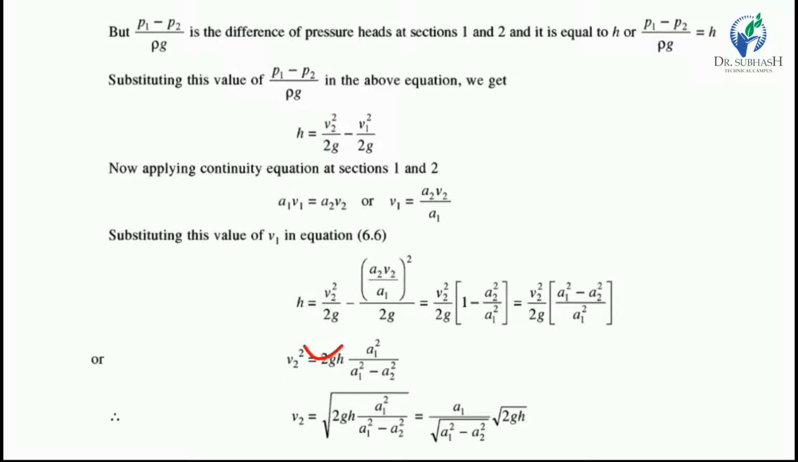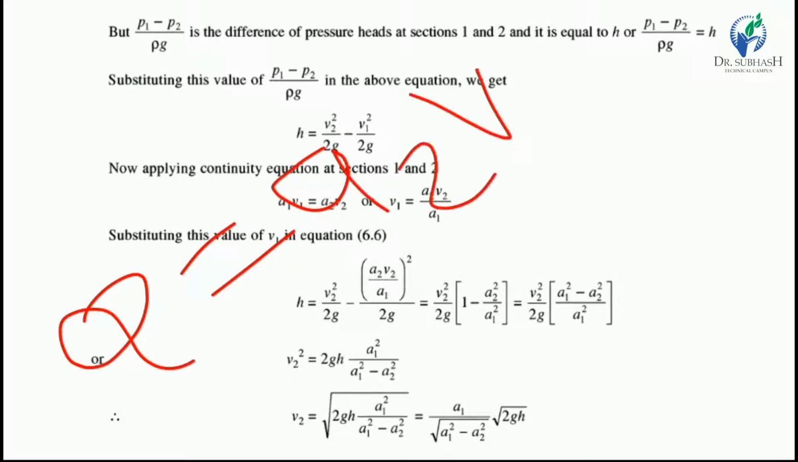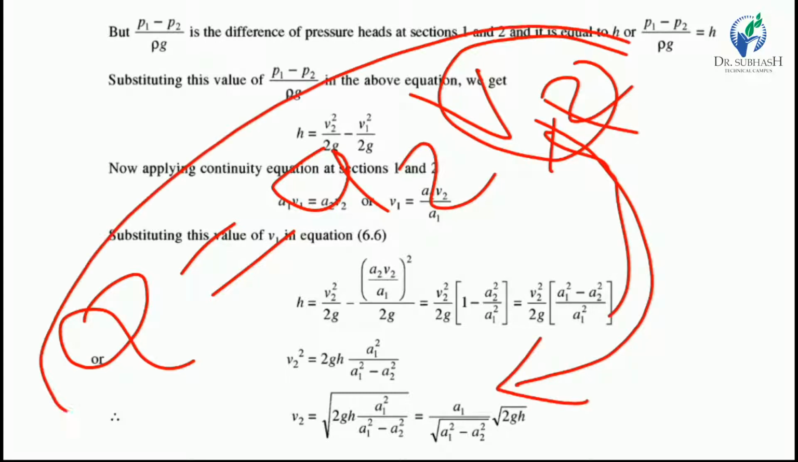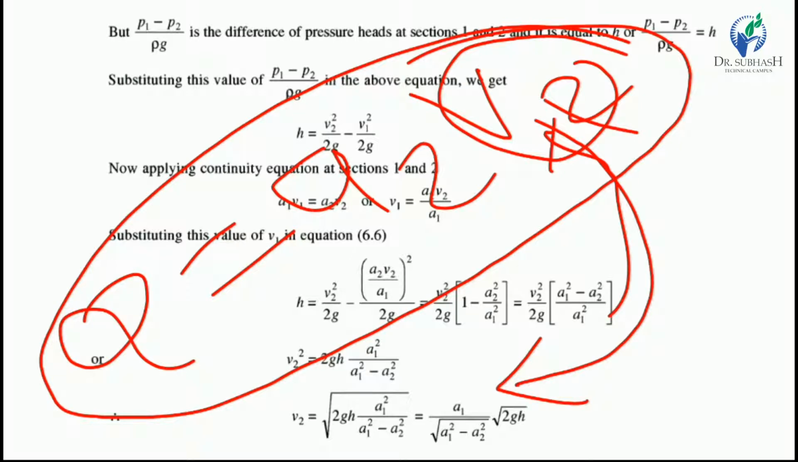From both sides we can remove the square. So V2 is equal to the square root of 2gh A1 square upon A1 square minus A2 square. So this equation is the V2 value. Now we know that the discharge is equal to A2 V2 at section 2. This V2 value is put into this equation, and then we find the discharge through the Venturimeter.